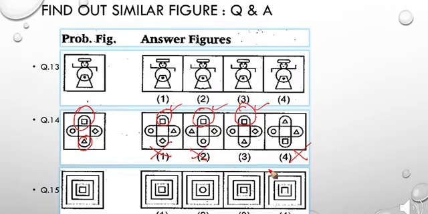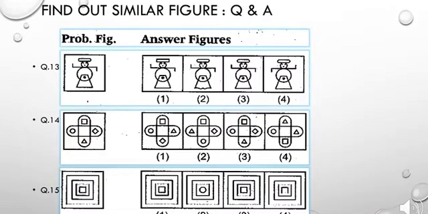Now we are left with only one option, that is option 3, and at option 3 we also just check that at the bottom it is a triangle. So confirmed, answer for question number 14 is 3. Let's go to the next question.